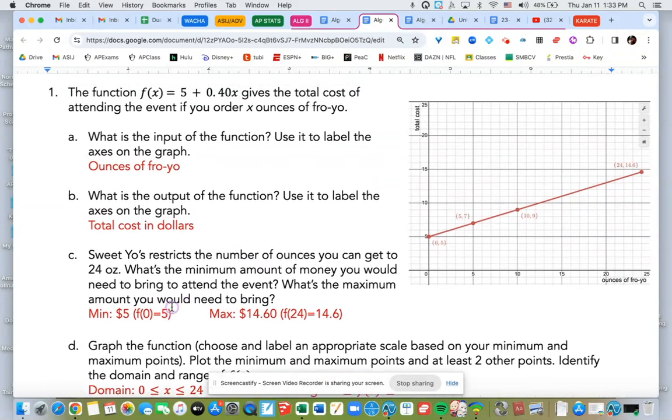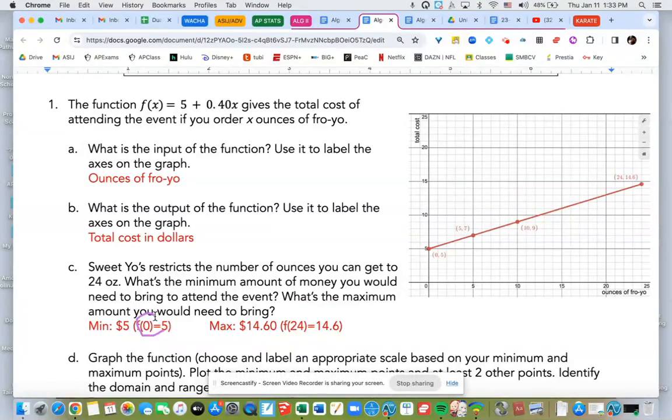Well, one way to look at it is just saying, well, I'm not going to get any frozen yogurt. That's going to be the cheapest thing. So we're going to do f of 0. So if I put 0 into there, it's still going to cost me $5 to get into the event, right? So the minimum is going to be $5.